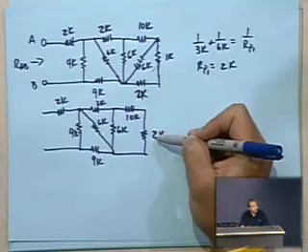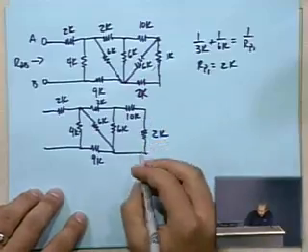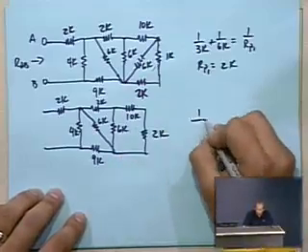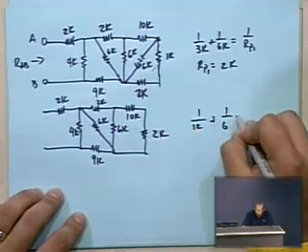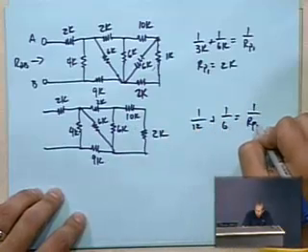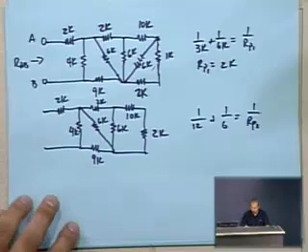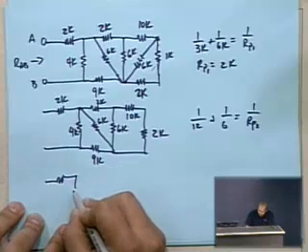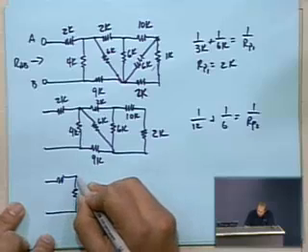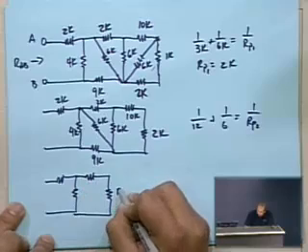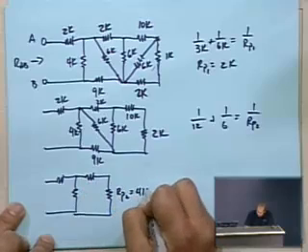Obviously the 10K and the 2K are in series with each other and in parallel with the 6K, so we have 1 over 12 plus 1 over 6 equals 1 over RP2. 1 over 12 plus 1 over 6 gives us 4. So this reduces again. We've got 2K, and this is our RP2 of 4K.